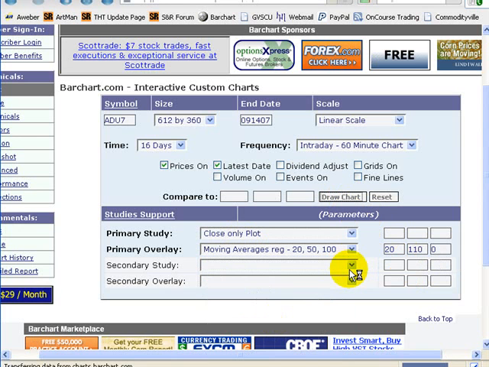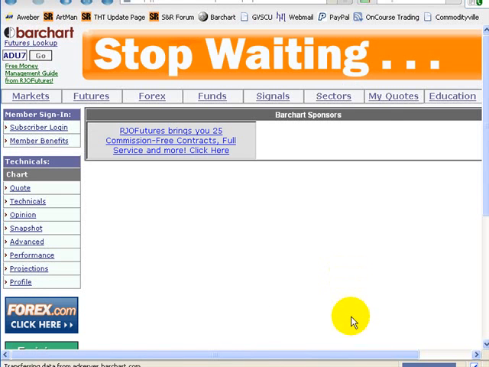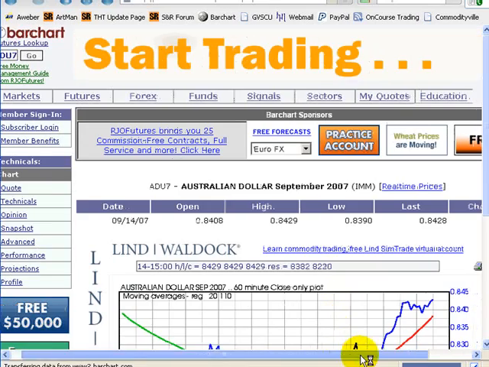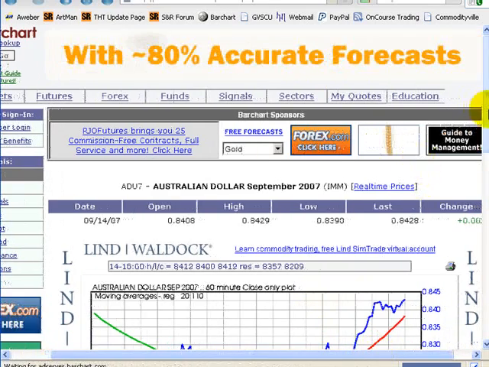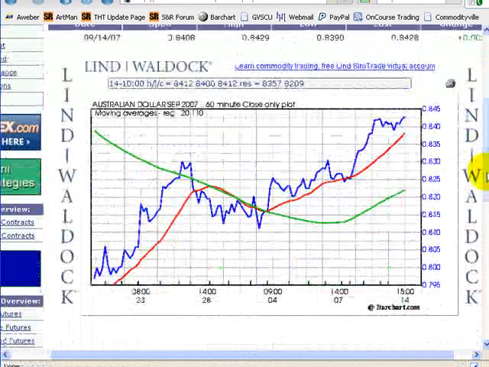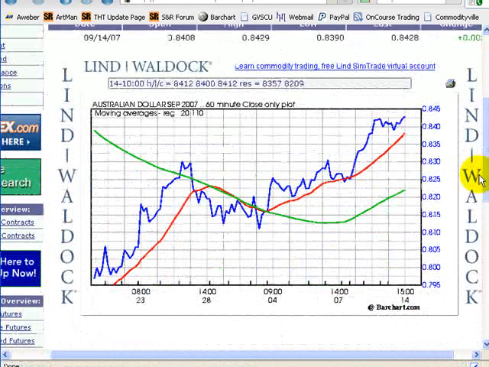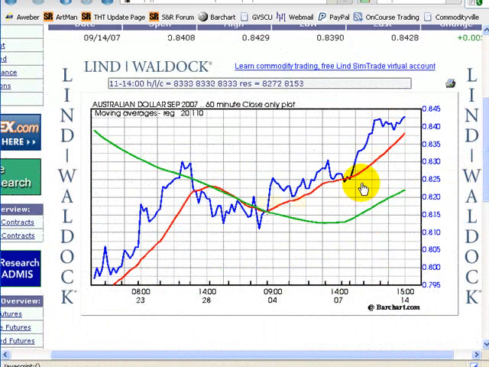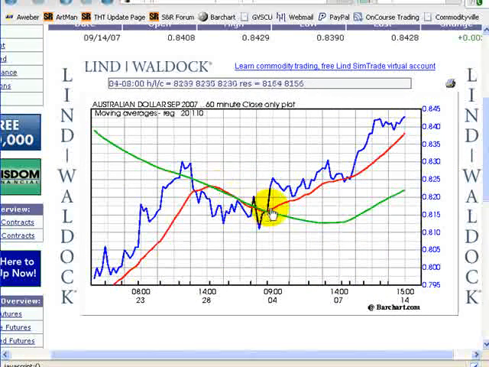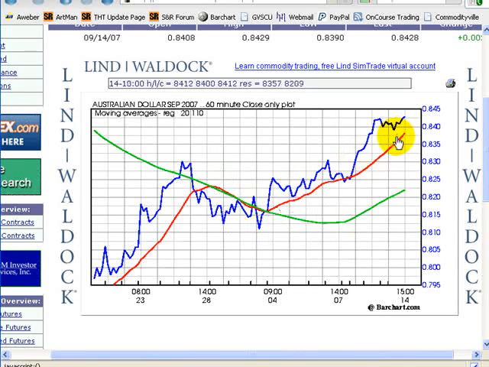In a second here, you'll see this will be the 60-minute intraday chart. This is what was happening hourly in the Australian dollar. You can clearly see here that the market is having a very strong upward bias. Our moving average lines have crossed over, and the market seems to be respecting them. So for all intents and purposes, from the hourly perspective, the market is giving us a buy signal.